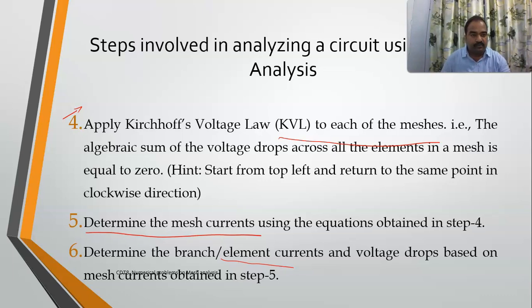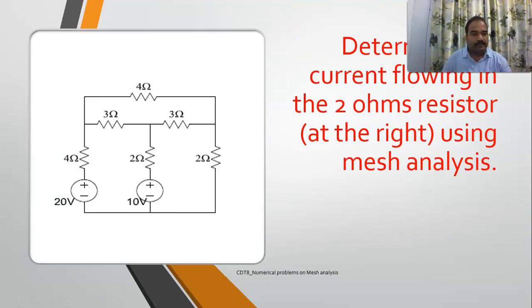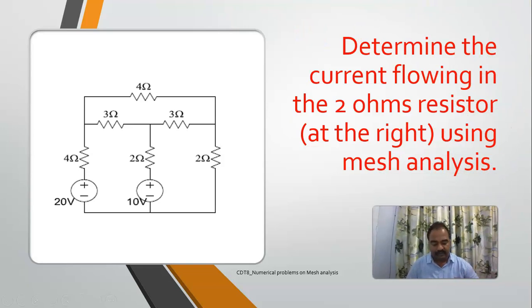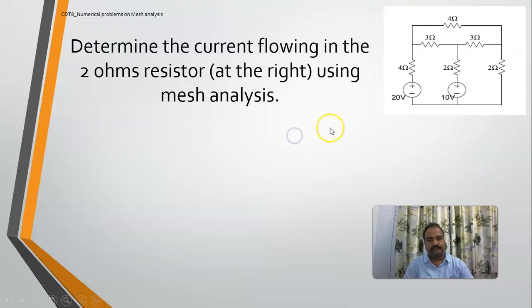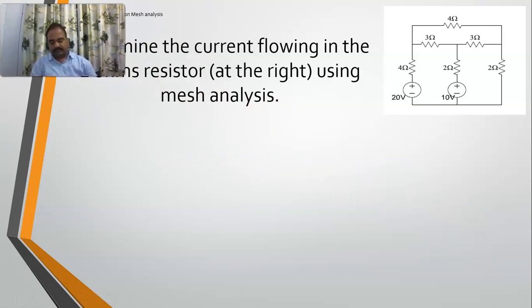Now, we will try to solve using the same 6 steps. So this is a circuit which has been given for you. You are supposed to determine the current flowing in the 2 ohms resistor at the right using mesh analysis. So how to determine the current using mesh analysis, that we will see now. Let's see how we can determine the current flowing in the 2 ohms resistor using mesh analysis. We will go by the step mechanism.